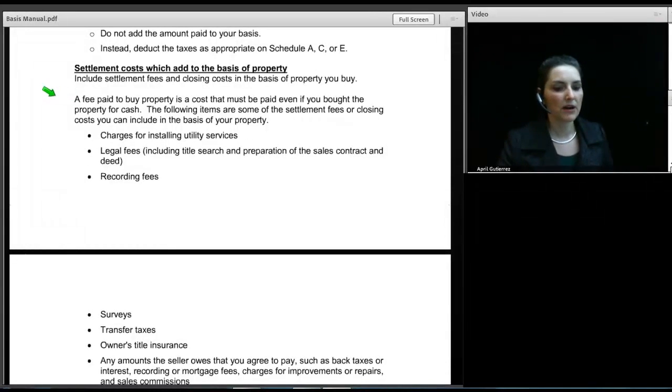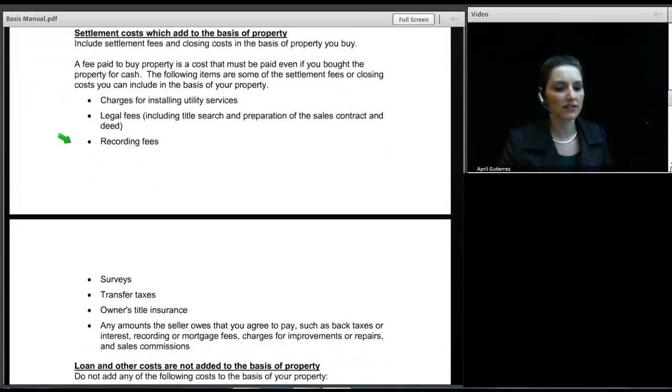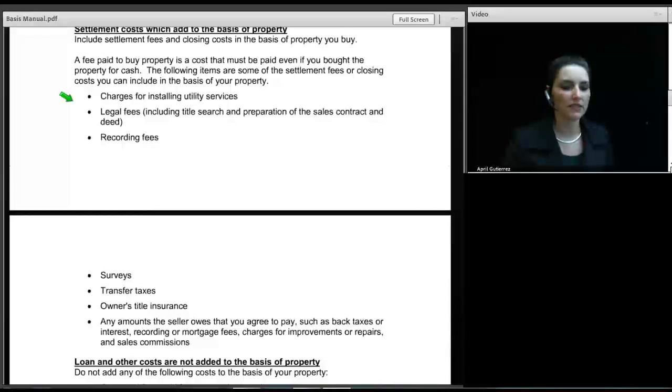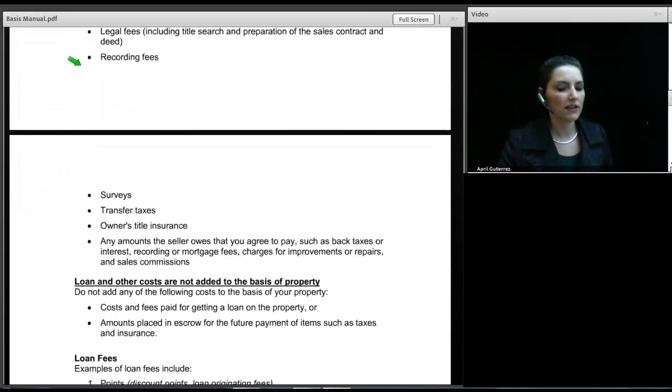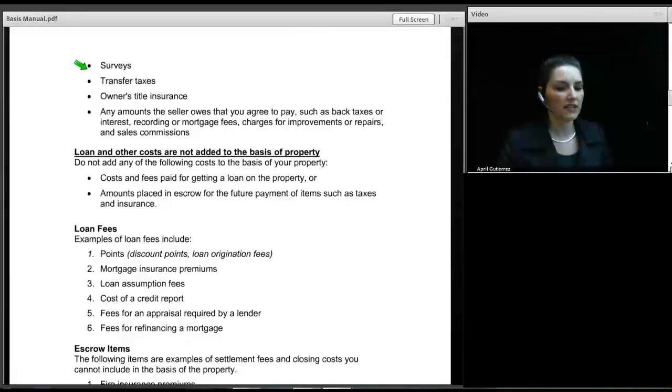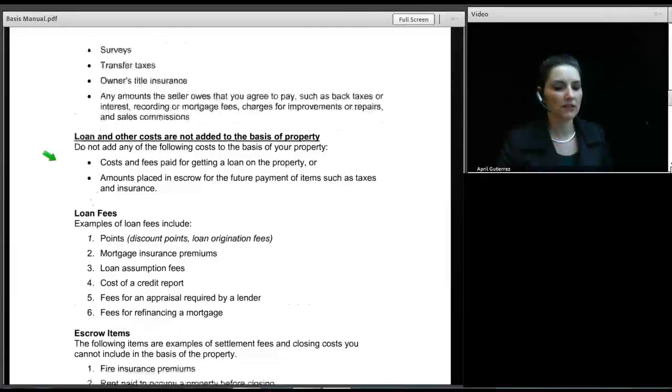So a fee paid to buy property is a cost that must be paid even if you bought the property for cash. And the following items are some of the settlement fees or closing costs you can include or add to the basis of your property. We have charges for installing utility services, legal fees including search and preparation of the sales contract or deed, and recording fees. Also surveys, transfer taxes, owner's title insurance, and any amount that the seller owes that you agree to pay, such as back taxes, interest, recording, or mortgage fees, charges for improvements or repairs, and sales commissions.